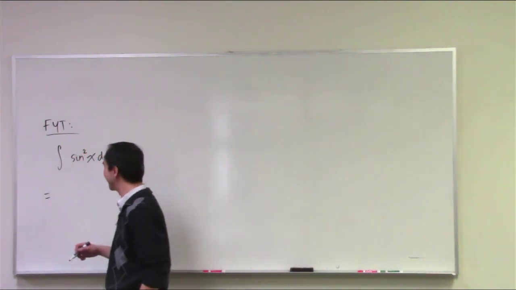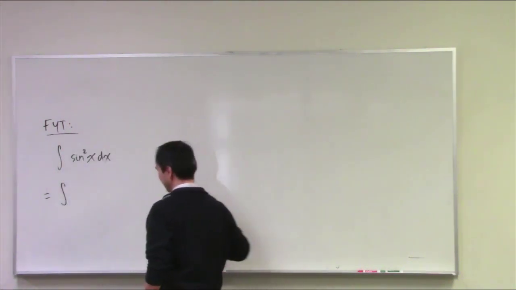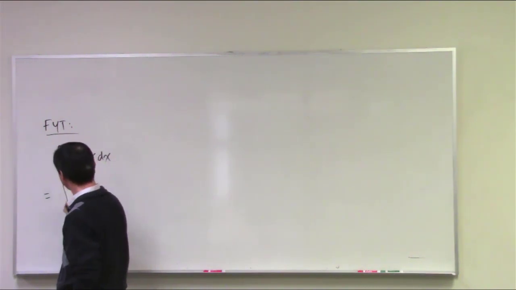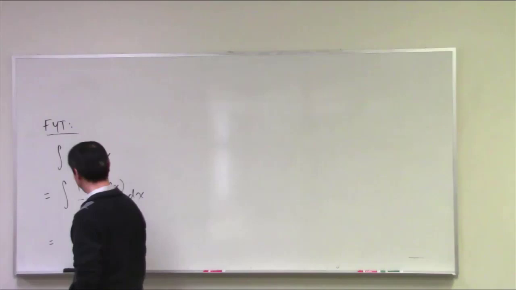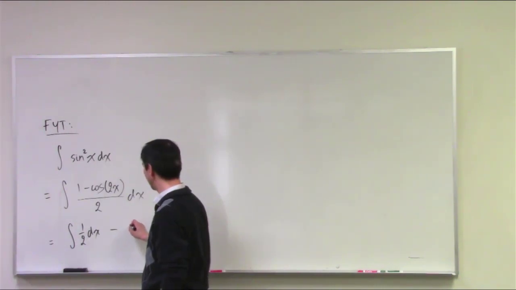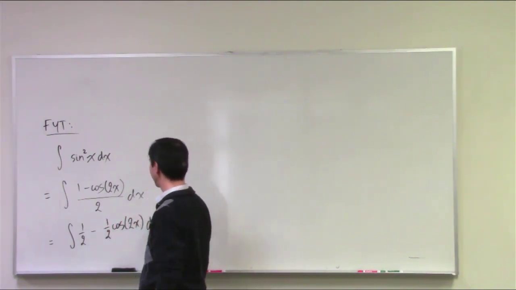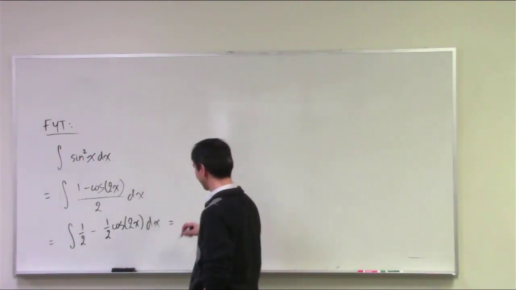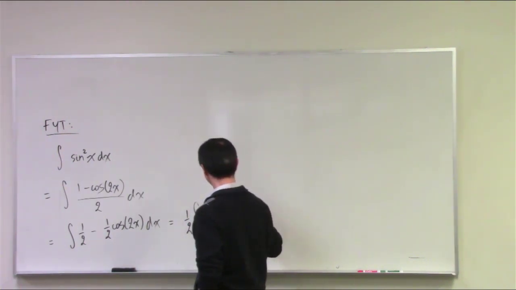Okay, so step by step, it's the integral of 1 minus cosine 2x, over 2. So then you throw the 1/2 in the front, outside the integral, just to make life easier. Yep, and then just do integration.